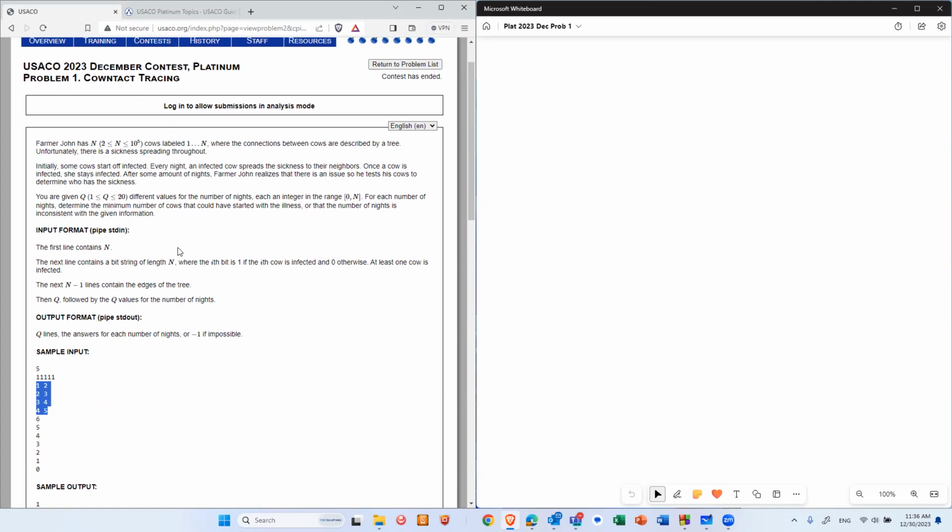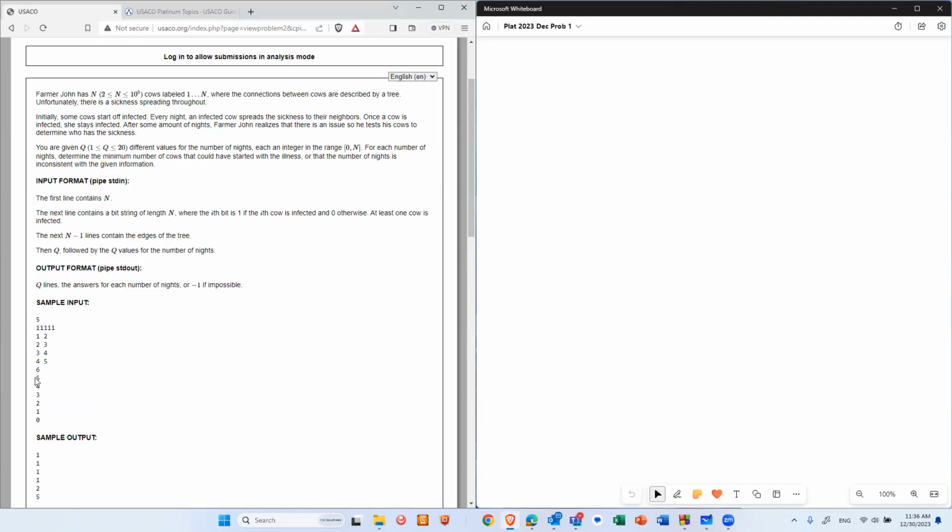an infected cow will infect its neighbor. So at some night, Farmer John realized their farm is infected. Then you're given Q number of nights, the nights when Farmer John determined their cows are infected. The question is, what's the minimum number of cows that could start the illness? Or if that's inconsistent with the information, give -1.